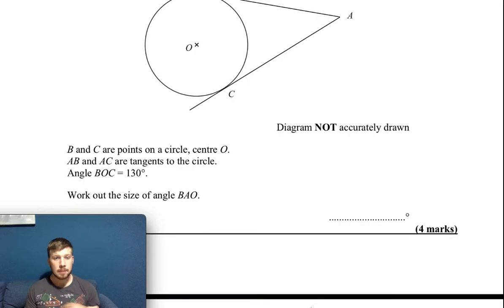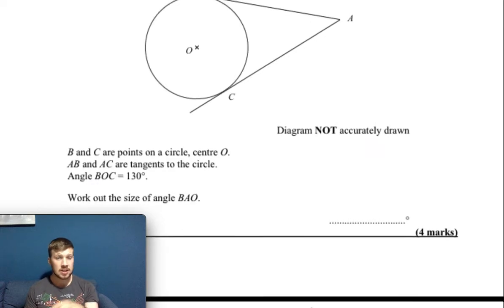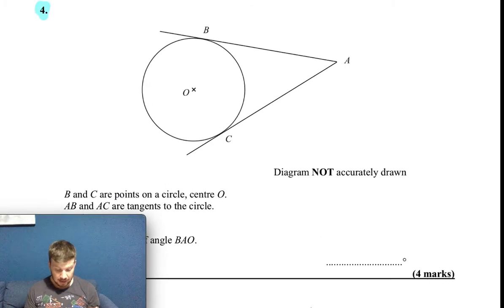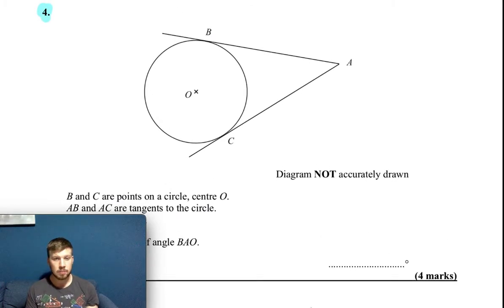We're told B and C are points on the circle, centre O, AB and AC are tangents to the circle, and angle BOC is equal to 130. So I've got a lot I need to actually write in. I want to know that I've been told that angle BOC is 130, so I'm just going to annotate that in.